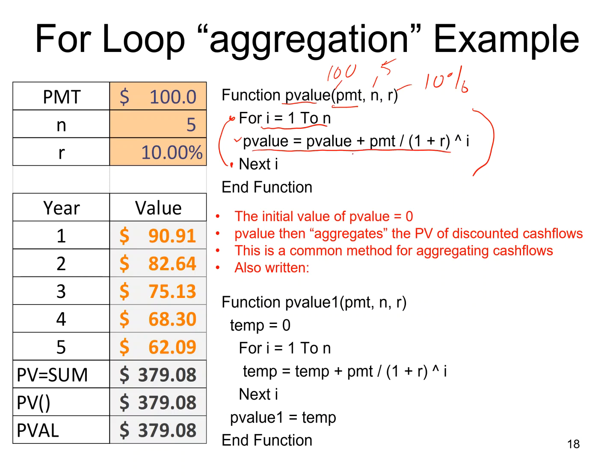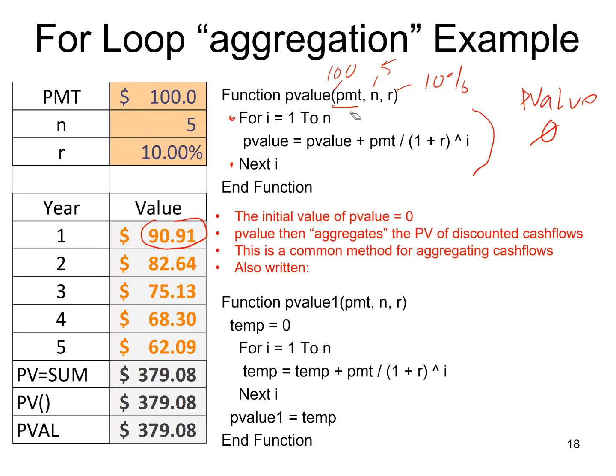P-value equals p-value plus payment over 1 plus r to the I. Now, p-value is the name of the program, so that's where it's going to get its value. P-value initially is going to start off with a value of 0. So what this first statement says is p-value equals p-value, which is 0, plus 100 over 1 plus r to the first. So p-value is going to take the value of 0 plus 90.91.